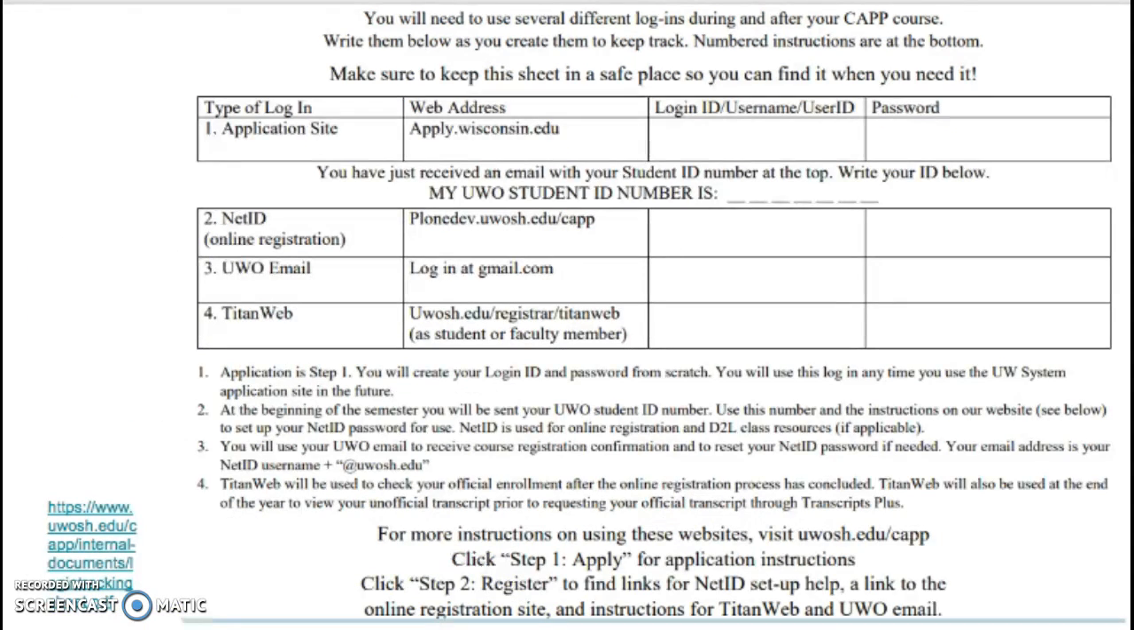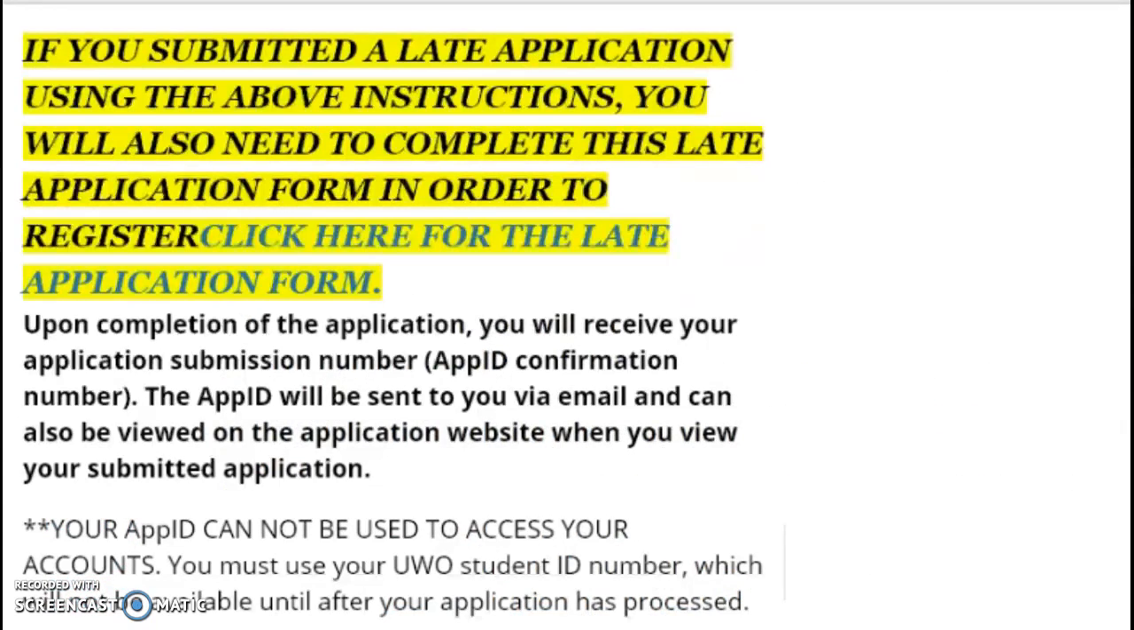Students are encouraged to start a folder for their college level courses, and it's especially important because Oshkosh gives them not only a username and a password for UW Oshkosh email, but also login and user ID for the net ID for online registration and Titan Web. So it gets a little confusing if you don't keep some sort of document like this to keep your usernames and passwords organized.